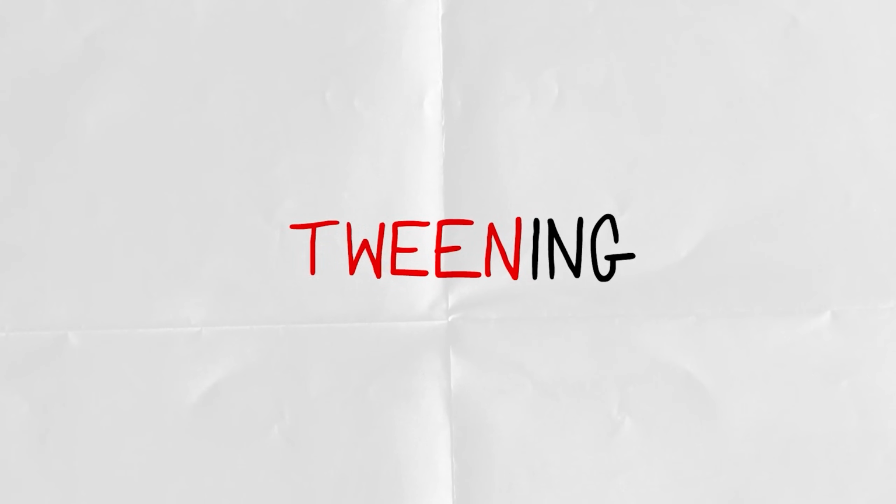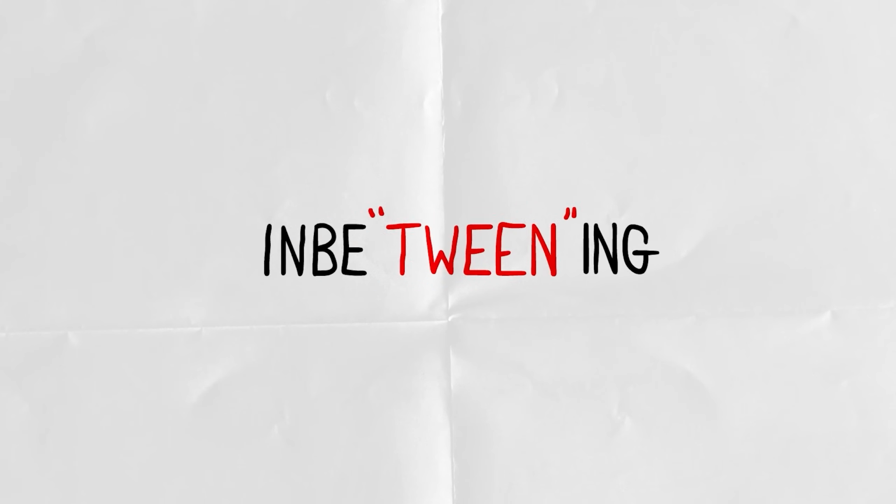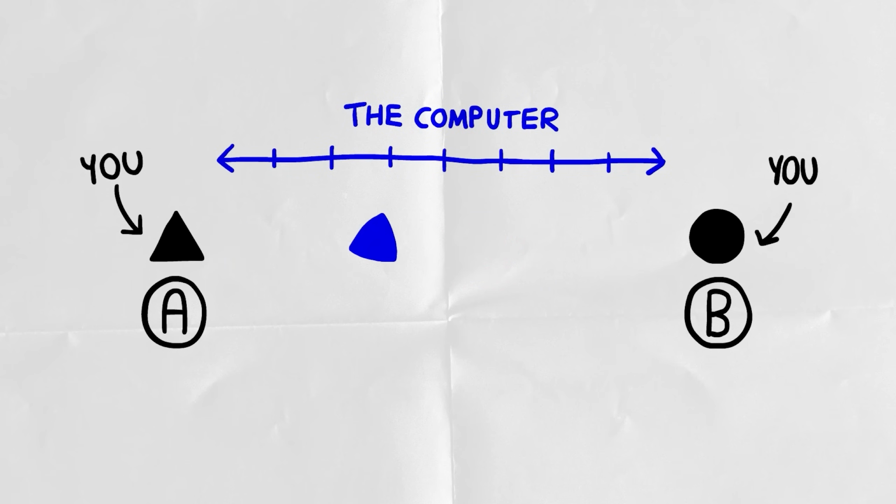Also, making symbols allows you to tween your animations. Tween is short for in between and allows you to give the computer 2 keyframes and let the computer figure out what happens in between.